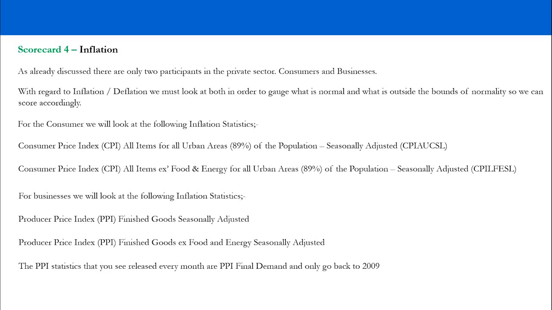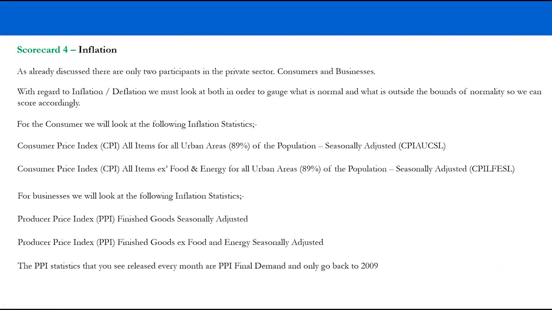And what you'll find is that the PPI and also the CPI are monthly statistics, and they're released every month, and we'll have a look at the sources in a second. But with the PPI itself, the monthly stats that you see released every single month are actually PPI final demand stats, and the stats only go back to 2009. So we're not actually going to look at final demand. We're going to look much further back and look at the finished goods statistics, which are more useful to us.